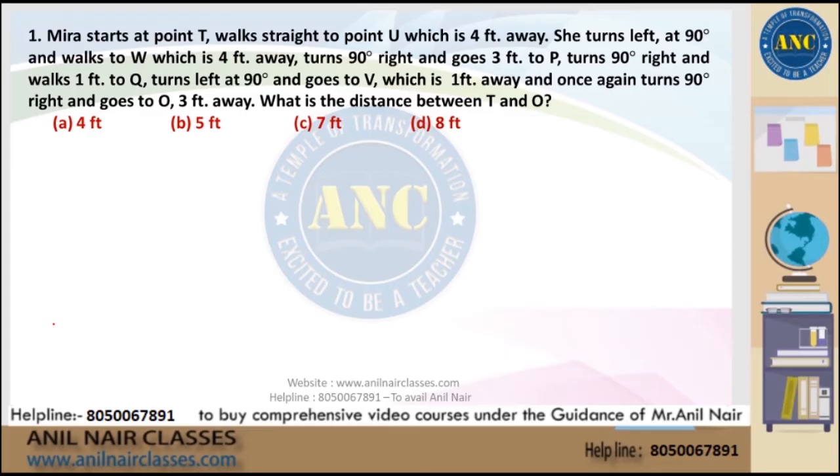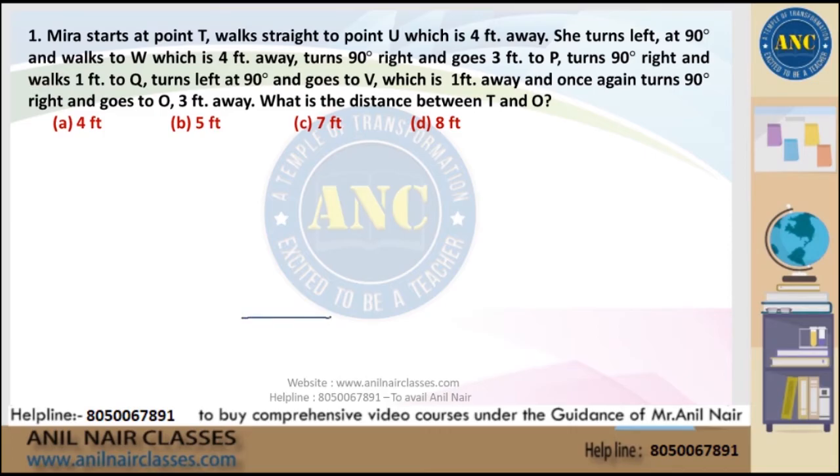And the question is, what is the distance between T and O? Okay. Now, here, Meera starts at a point T, walks straight up to U, which is 4 feet away. Which means they have just told us Meera is walking straight from T to U, but they have not mentioned in which direction Meera is walking. So, we can take any direction straight from T to U.